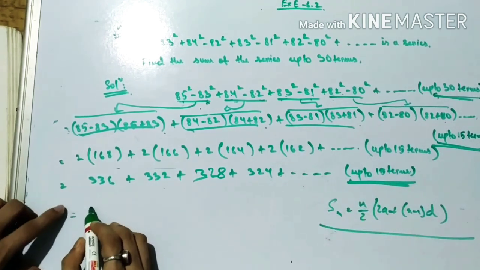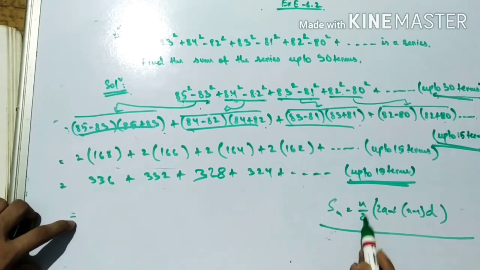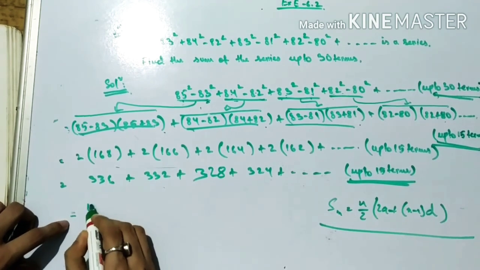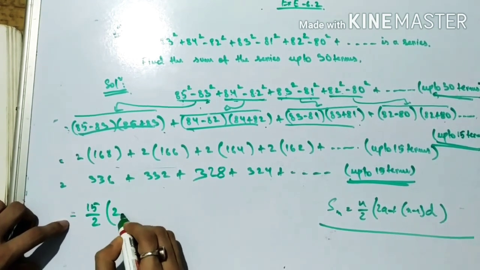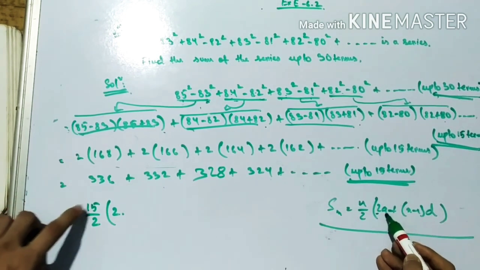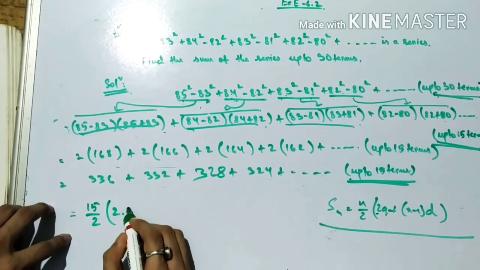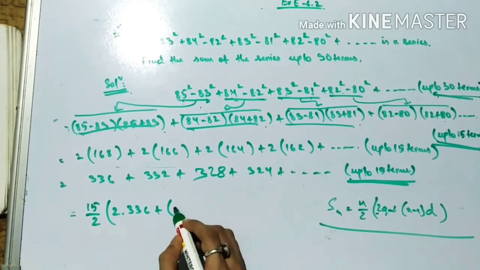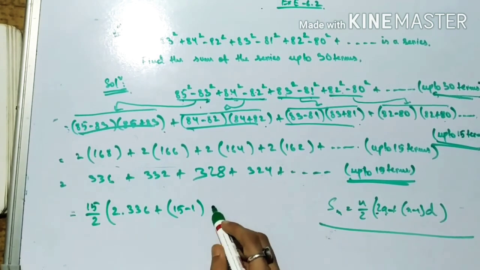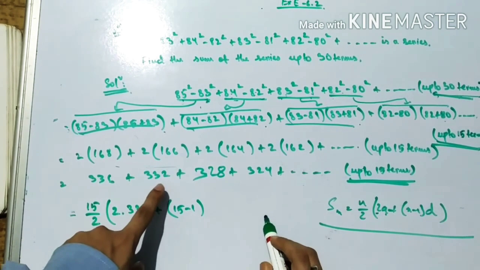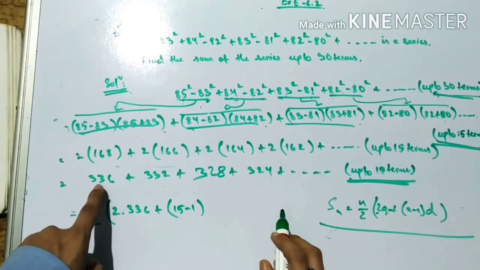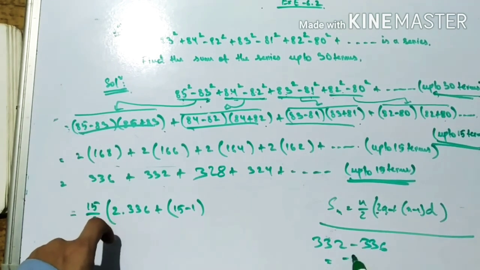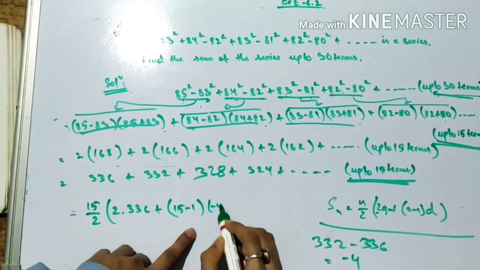Understand? So in place of n by 2, n is the number of terms, which here is 15. So I will write 15 by 2, into (2a plus (n minus 1) into d). The formula is 2a. A is what? 336 here. So 2 into 336 plus (n minus 1), n is again 15, so 15 minus 1, into d. D is the common difference. If you do 332 minus 336, you will get -4. So our common difference is -4.